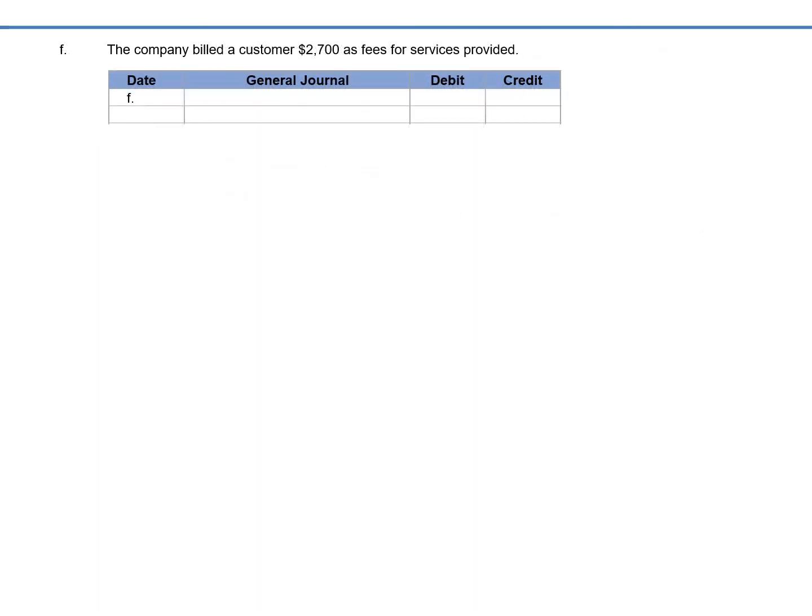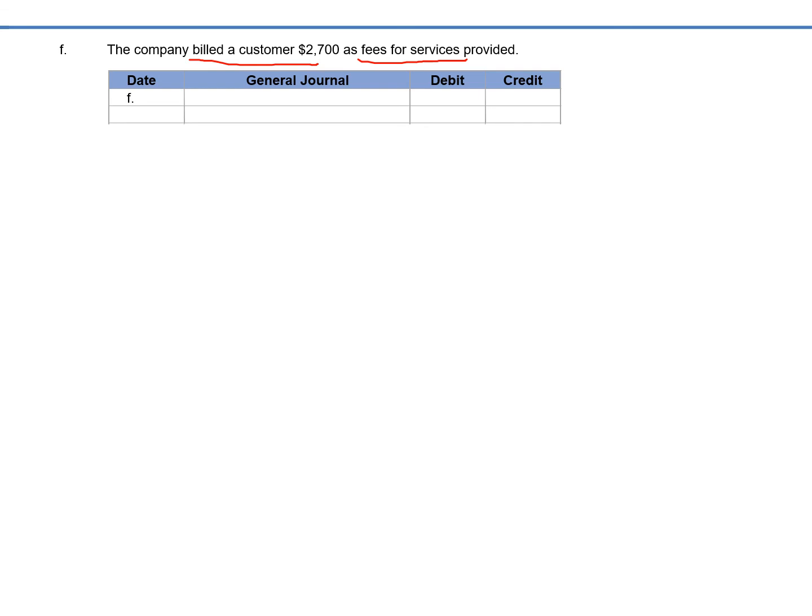All right, in transaction F, the company billed a customer for $2,700 as fees for services provided. And so what two accounts are affected? So we billed the customer, so we haven't gotten cash yet. And we billed them for fees. So when we bill a customer and we haven't yet collected the cash, we record what we call an accounts receivable, right? It's money owed to us that the customer hasn't yet paid.